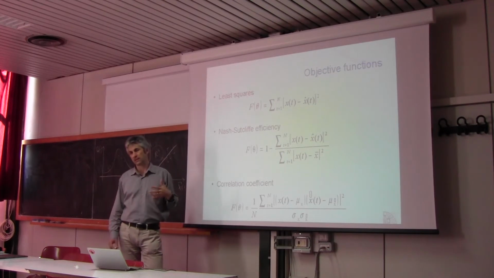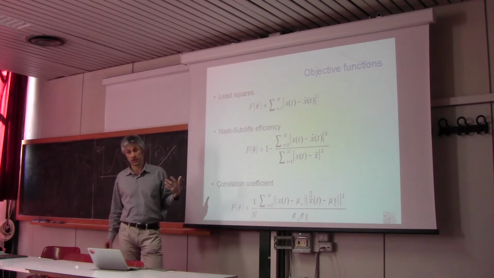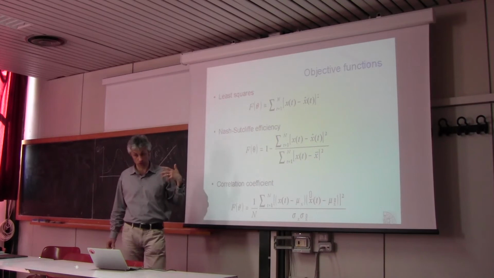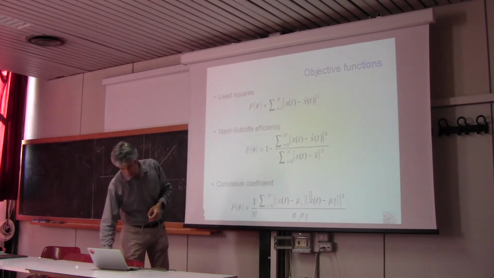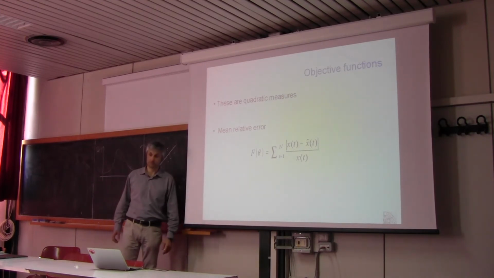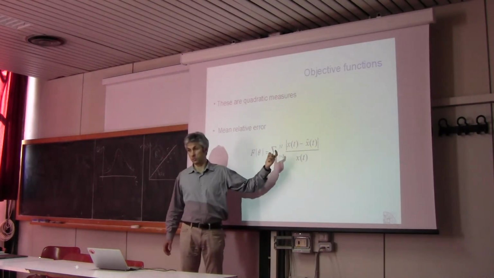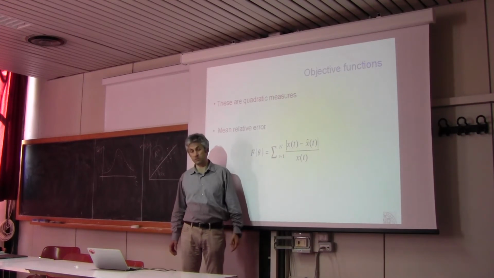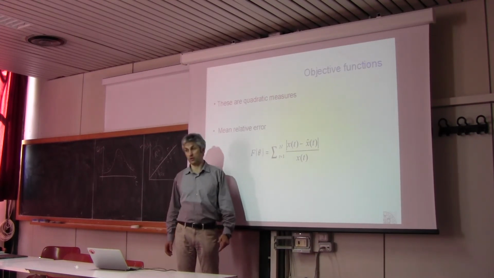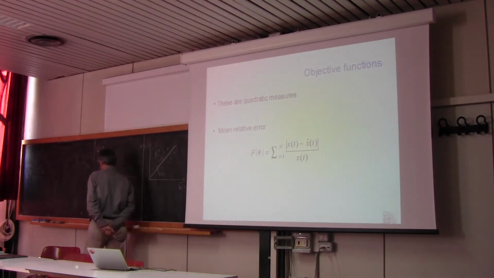So of course people started complaining about this and said, okay, but if I want to focus on drought, then I should use a different objective function. So what kind of objective function should I use? So here is the reply. For instance, the mean relative error, which is not a quadratic measure. You take the difference between observation and model simulation, you take the absolute value, you divide by the observation, and then you take the sum.